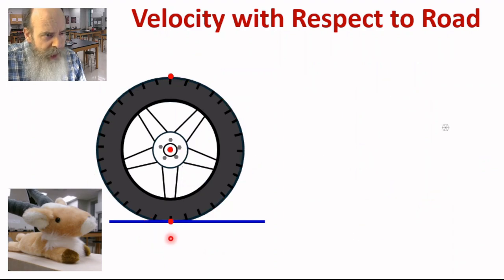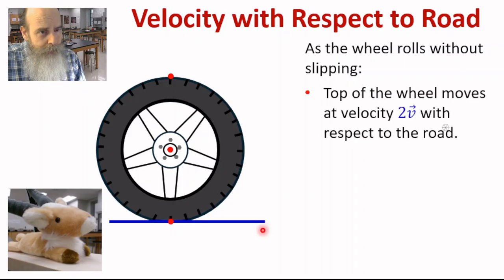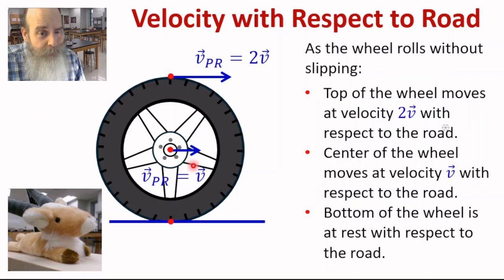Let's look at what we found for these 3 points on the wheel, the top, the center, and the bottom. As the wheel rolls without slipping, the top of the wheel moves at velocity 2v with respect to the road. VPR equals 2v. The center of the wheel moves at velocity v with respect to the road. VPR equals v at the center. And the bottom of the wheel is at rest with respect to the road. VPR equals 0. So it is at rest with respect to the road.